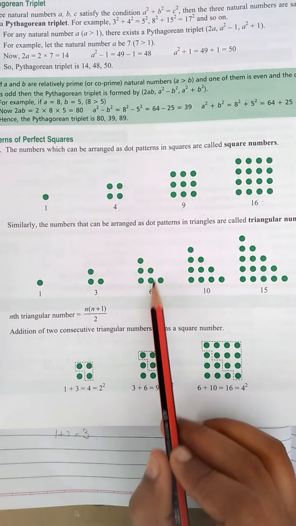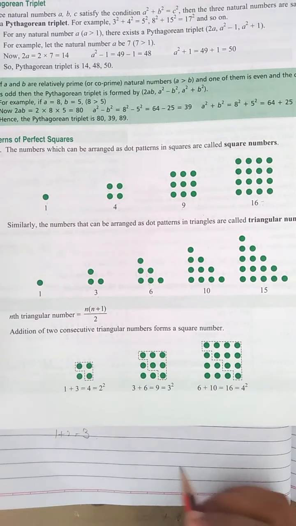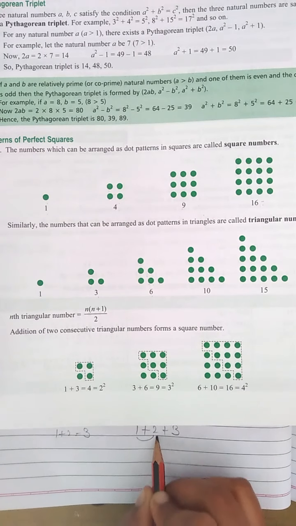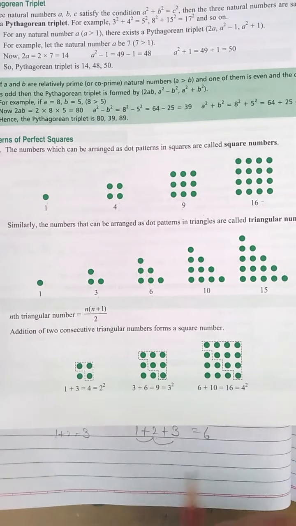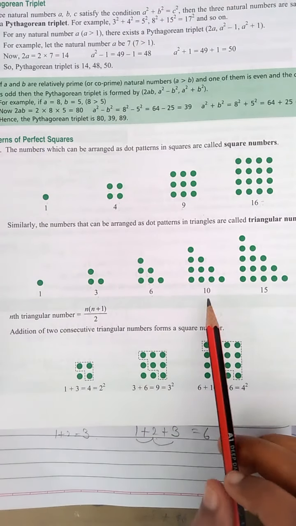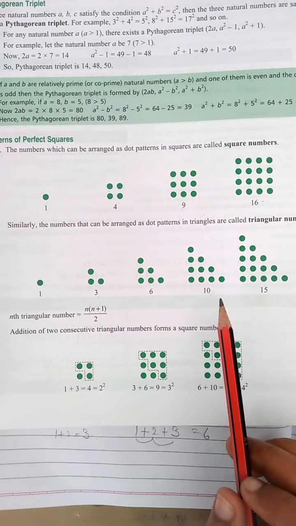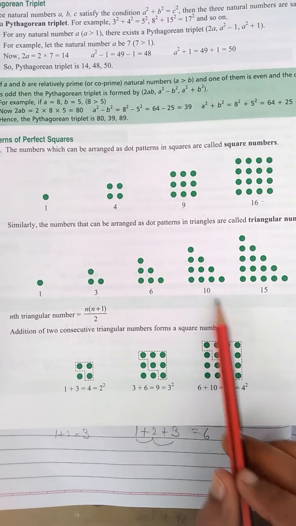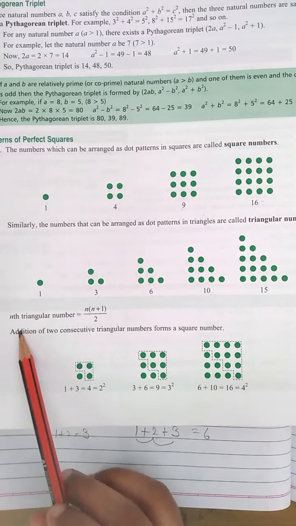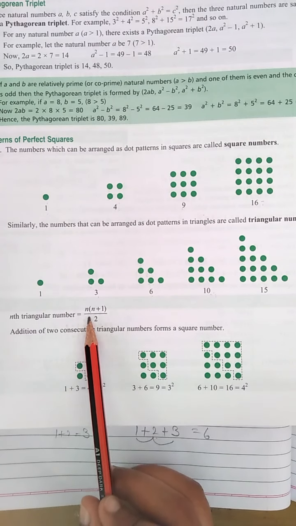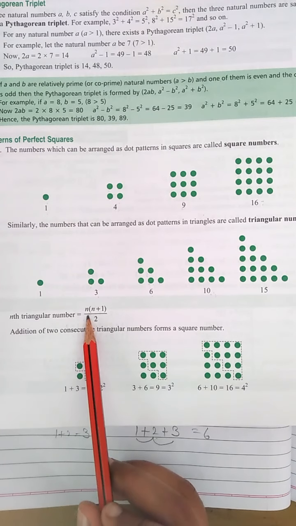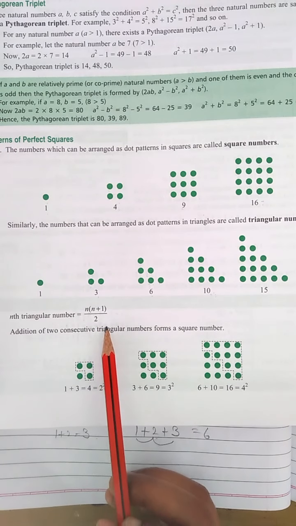So these represent the sum of first 3 natural numbers. Let us check: 1 plus 2 plus 3. 1 plus 2 is 3, 3 plus 3 is 6, which is equal to 6. So similarly this represents the sum of 4 natural numbers. 1 plus 2 plus 3 plus 4 is equal to 10. Clear? So nth triangular number is equal to n into n plus 1 by 2. You can just put the value of n here and find out the answer.